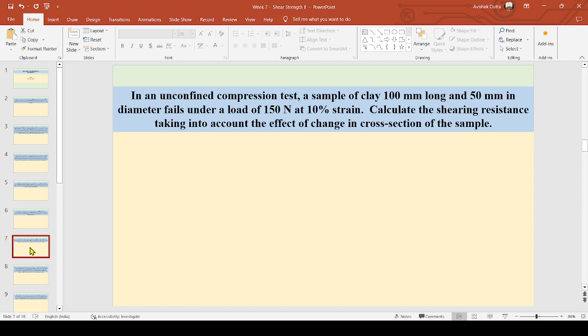In an unconfined compression test, a sample of clay 100 mm long and 50 mm in diameter fails under a load of 150 Newton at 10% strain. Calculate the shearing resistance taking into account the effect of change in cross section of the sample.